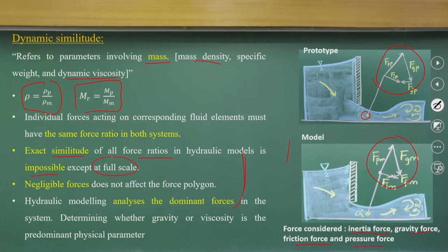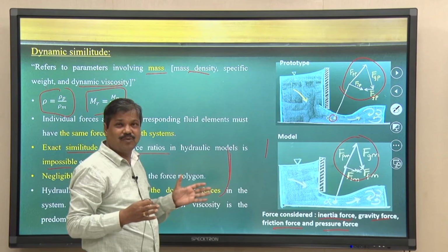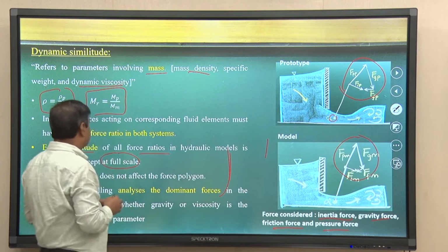To have exact similitude, the geometric similitude should be satisfied, the kinematic similitude should be satisfied, and the dynamic similitude should be satisfied. Looking at all these equations, we can see it is only possible with full-scale conditions, which you cannot implement. You cannot implement a full-scale model for a river, it is impossible. So, we go for distorting forces.